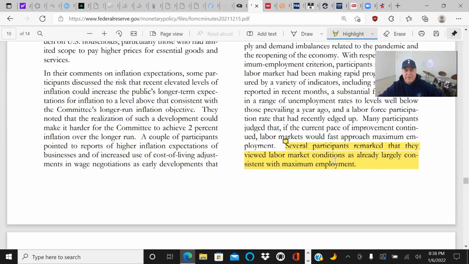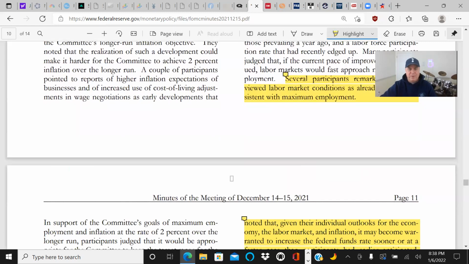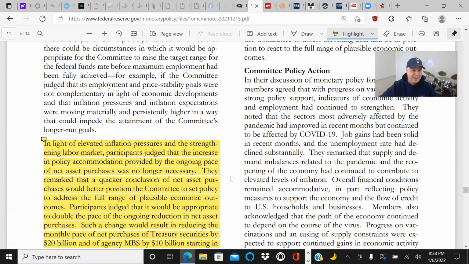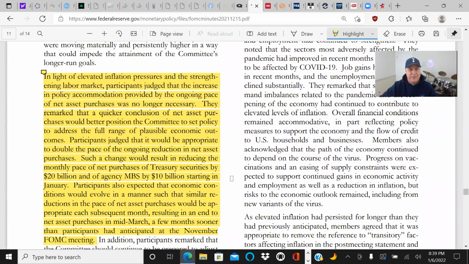Several participants remarked that they view labor market conditions as already largely consistent with maximum employment. Okay, so now they're saying, remember the whole reason that we could raise rates was that it was contingent on reaching maximum employment, and now they're saying that we're there, so we should be able to raise rates. And again, we should have assumed that they were going to do that anyway as soon as the QE was done. In light of elevated inflation pressures and the strength of the labor market, participants judged that the increase in policy accommodation provided by the ongoing pace of net asset purchases was no longer necessary. Yeah, I mean, that's the end of the taper.